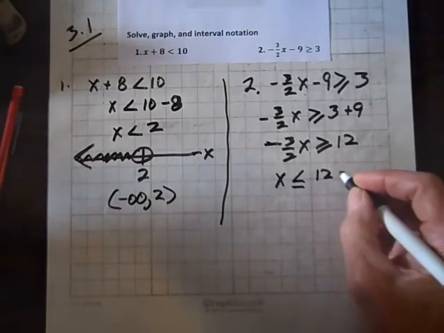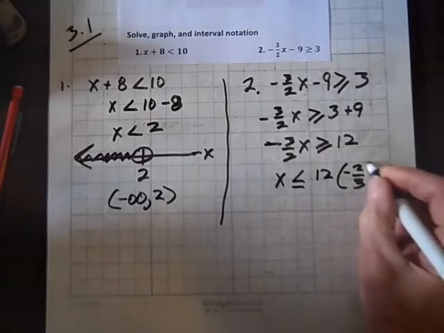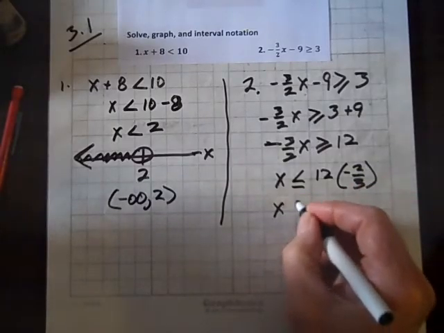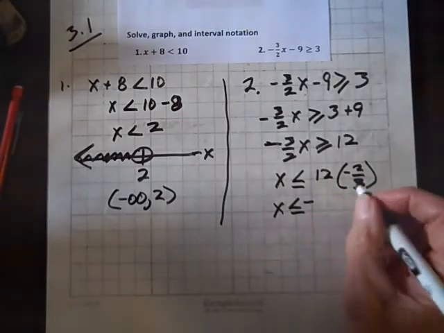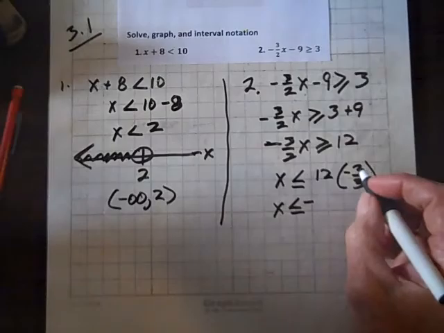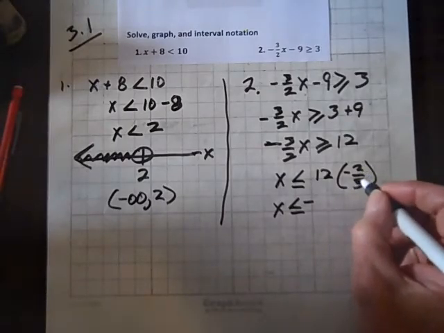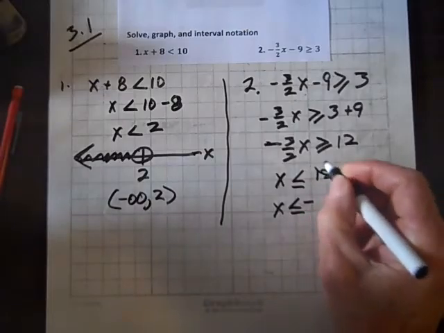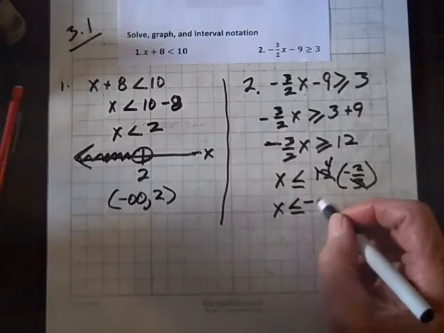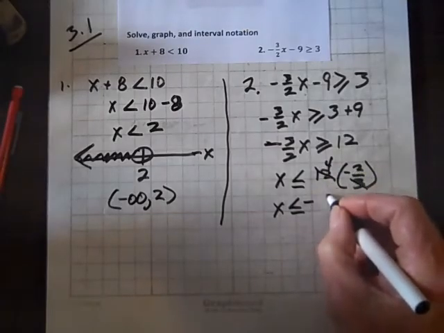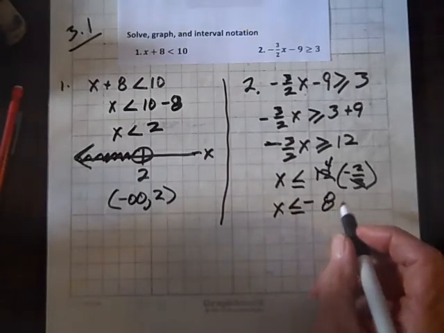And now we have 12 times negative 2/3, and x is less than or equal to, now this product is going to be negative because there's an odd number of negative factors, and 3 goes into 12 4 times. We've already taken care of the sign, so 4 times 2 is 8. So x is less than or equal to negative 8.